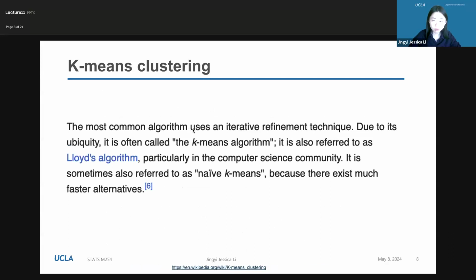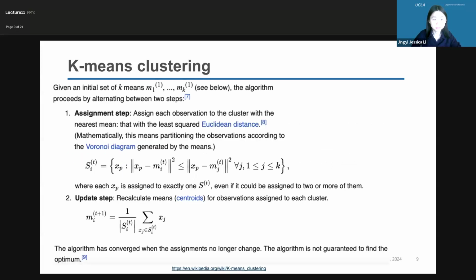The most common algorithm uses an iterative refinement technique. Due to its ubiquity, it's often called the K-means algorithm. It is also referred to as Lloyd's algorithm, the standard K-means algorithm, particularly in the computer science community. This is sometimes referred to as the naive K-means or standard K-means, because this is the simplest one, but later there are faster alternatives. So this is just a very brief overview of the algorithm from Wikipedia.